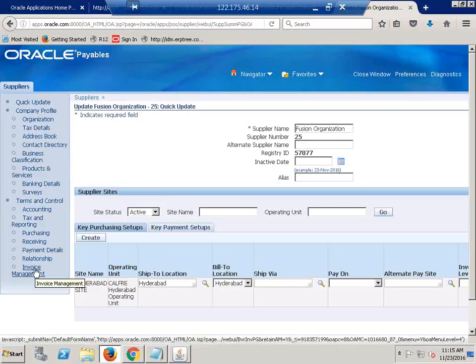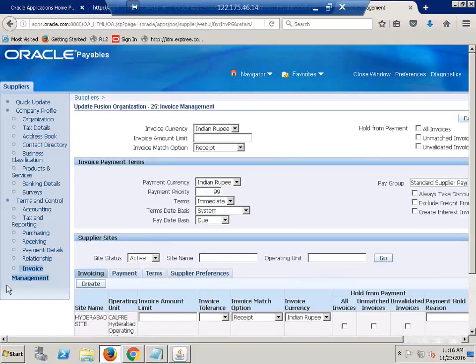Go to the invoice management hyperlink and click on it. Okay, now here it's open.